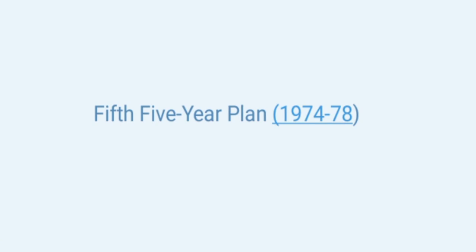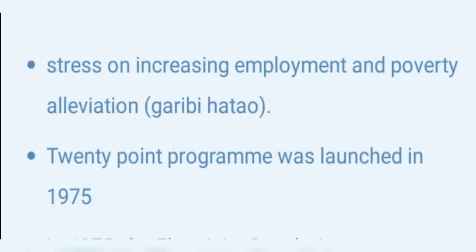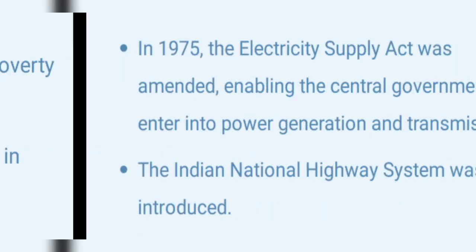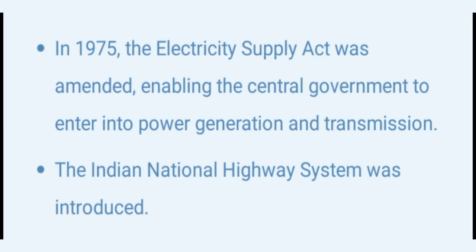Fifth Five-Year Plan, 1974 to 1978. Stress on increasing employment and poverty alleviation. Garibi Hatao. 20 Point Programme was launched in 1975. In 1975, the Electricity Supply Act was amended, enabling the central government to enter into power generation and transmission. The Indian National Highway System was introduced.